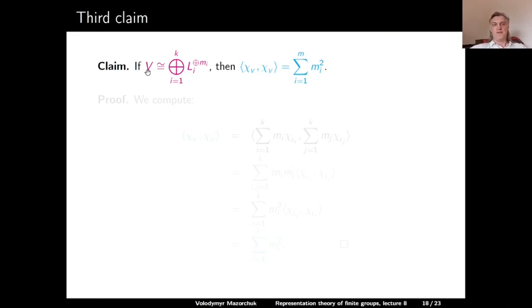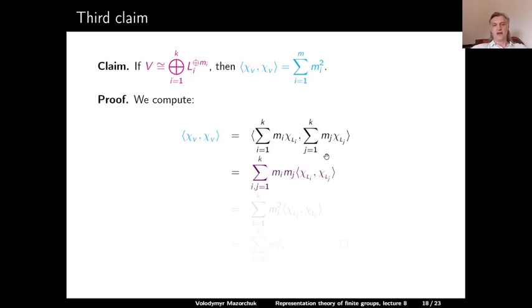Third claim: if we write V as a direct sum of L_i's with multiplicities m_i's, then the scalar product of the character of V with itself is equal to the sum of the squares of the multiplicities. Proof: it's just a direct computation. The scalar product of the character of V with itself is the scalar product of the sum over i from 1 to k, m_i times the character of L_i, with itself. So due to bilinearity, we can write it as a sum over all i and j, m_i times m_j, and then the scalar product of the character of L_i and the character of L_j. But this is the Kronecker delta, so the different things disappear, and the same things will give us 1. And the outcome is just the sum over i from 1 to k, m_i squared.